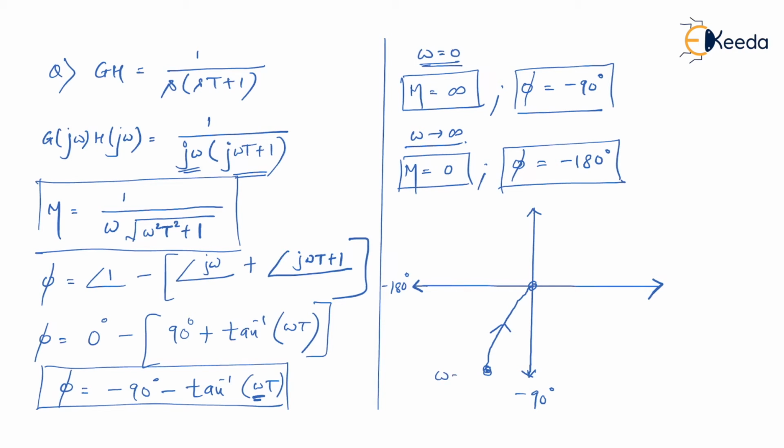So this starting point is nothing but omega equal to 0, and this ending point is actually omega tending to infinity. That is nothing but the final point. This is how you should plot the given polar plot. I'm sure you understood this. Let's move to the next question.